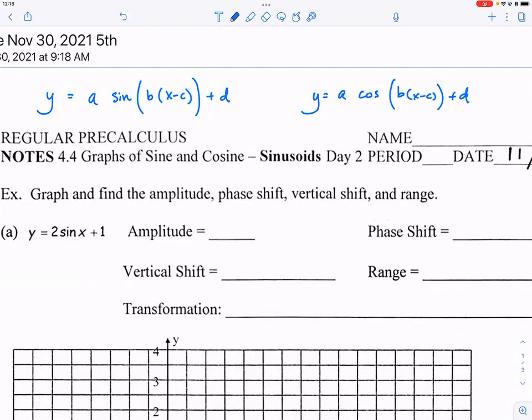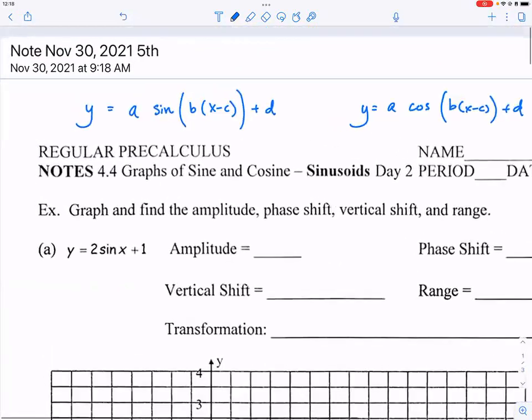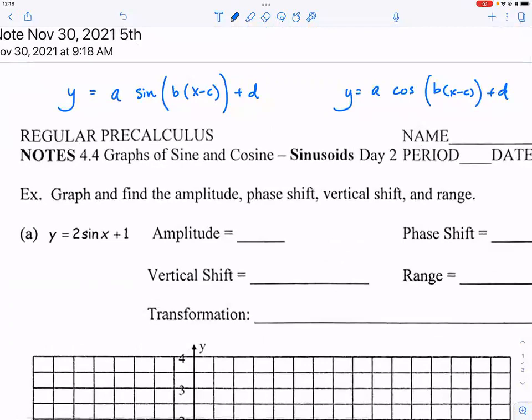Okay, so let's take a look at our first function right there. 2 times sine x plus 1. What's the amplitude? In this case, what's the amplitude? Oh, by the way, what is amplitude? From the top to the midline, not the bottom. So if you think that you may forget, go ahead and write this down. And how can we tell the amplitude? How can we tell the distance from the top to the midline?